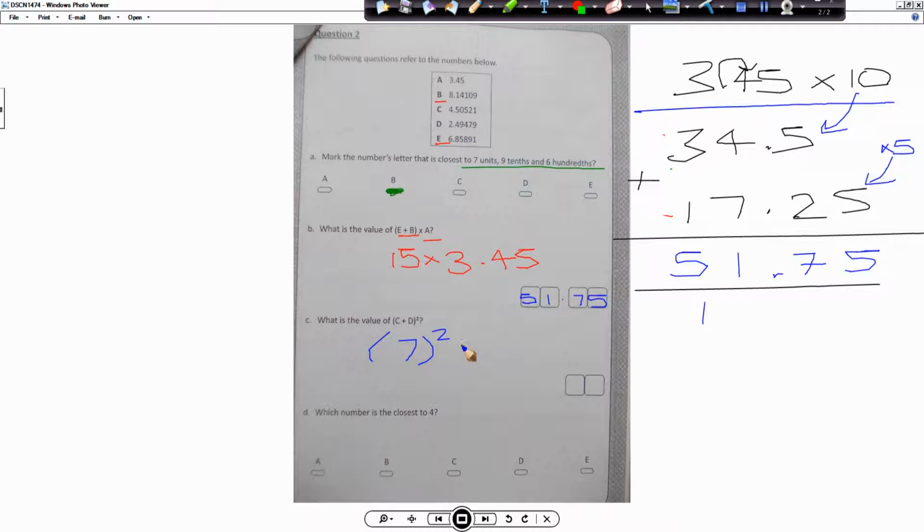So 7 squared, okay, that's done. You happy with that one? That one is done. C plus D is 7, 7 squared is 49. Which number is closest to 4? So for question number 2, part D, which number is closest to 4? The answer is? C. Okay, so question 2, part D, answer is simply C. Done. Lovely. Let's move on to the next question.